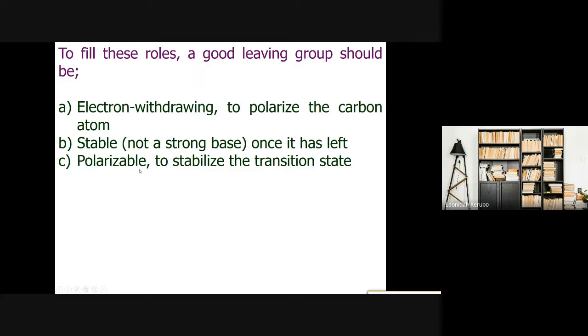Third, the leaving group should be polarizable to stabilize the transition state. For example, in the halogen series, if we compare fluoride and iodide, the fluoride is not polarizable as compared to the iodide, which is the larger ion. So iodide is more polarizable and is a better leaving group than fluoride, which is small and not polarizable, and therefore will not really stabilize the transition state.